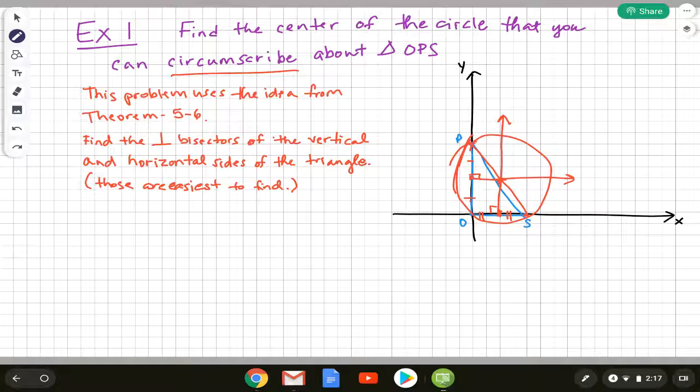Okay, so when they ask you to do these types of examples, you need to make sure you understand what they're asking for. They're asking me to find the center of the circle that you can circumscribe about a triangle. That's the circumcenter. That uses Theorem 5-6 and the perpendicular bisectors of the sides.